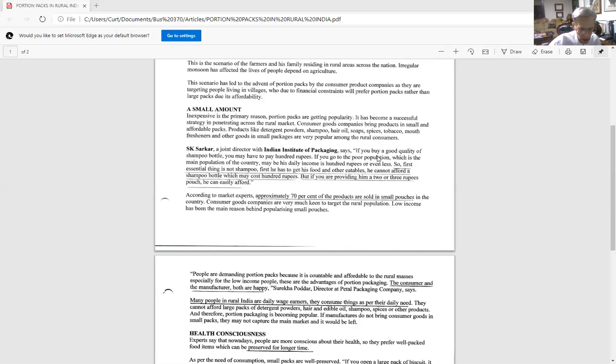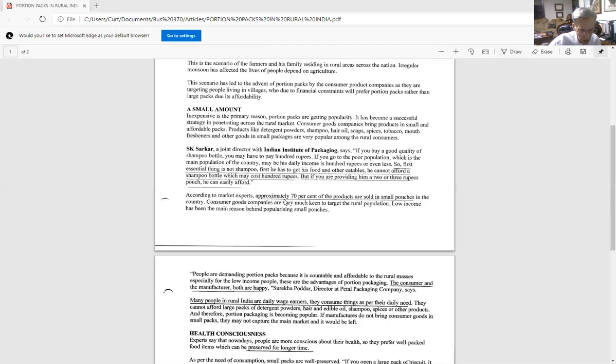He says, as you buy a good quality of shampoo bottle, you may have to pay 100 rupees. If you go to the poor population, which is the main population of the country, maybe his daily income is 100 rupees or even less. So first essential thing is not shampoo. First, he has to get his food and other eatables. He cannot afford a shampoo bottle, which may cost 100 rupees. But if you are providing him a 2 or 3 rupee pouch, he can easily afford.